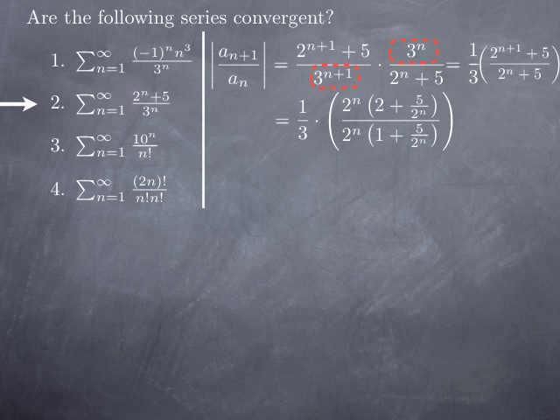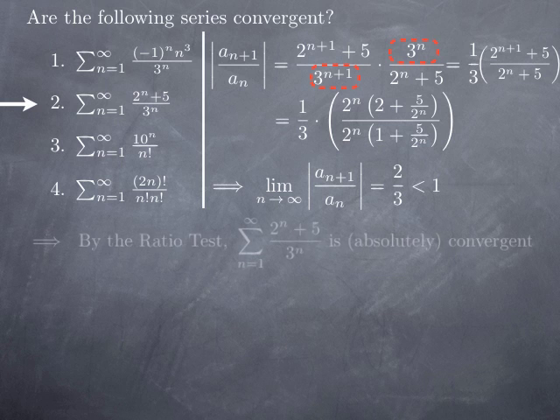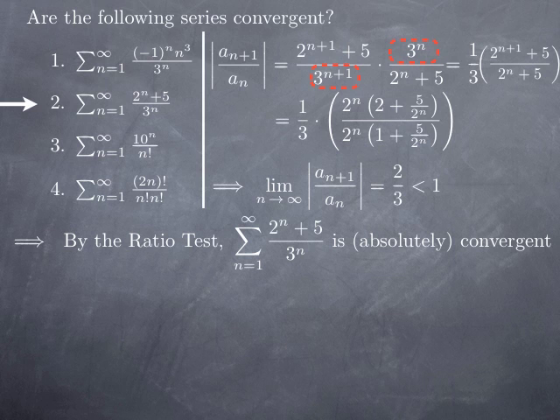And what we obtain is that in the parentheses, the top goes to 2, the bottom goes to 1, so we have 1/3 multiplied by something approaching 2, and therefore the limit is 2/3, which is strictly less than 1, and therefore, by the ratio test, we can conclude that this series is convergent. Well, the conclusion of the theorem is that it's absolutely convergent, but here we have a series with positive terms, so it's really just the same thing.